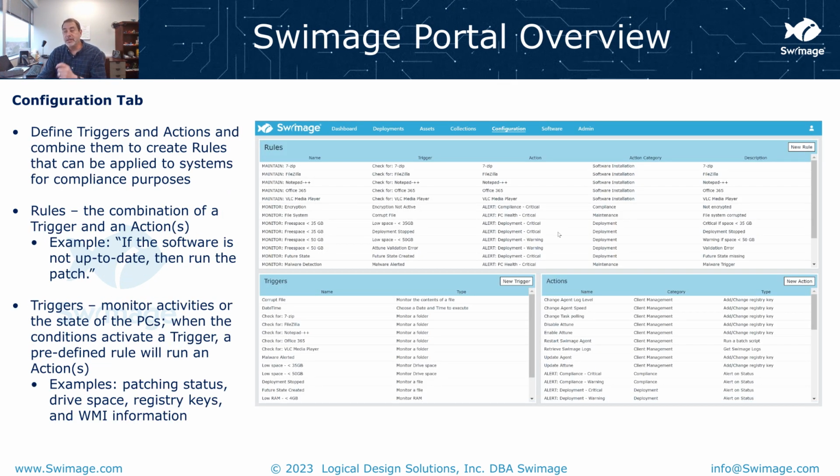Now, the Configuration tab allows us to define triggers and actions and to combine them to create rules that can be applied to systems for compliance purposes. Rules are the combination of triggers and actions. For an example, if the software is not up to date, then run a patch, something along those lines. The trigger is what monitors the activity or the state of the PC, and then when the conditions activate a trigger, a predefined rule will run an action.